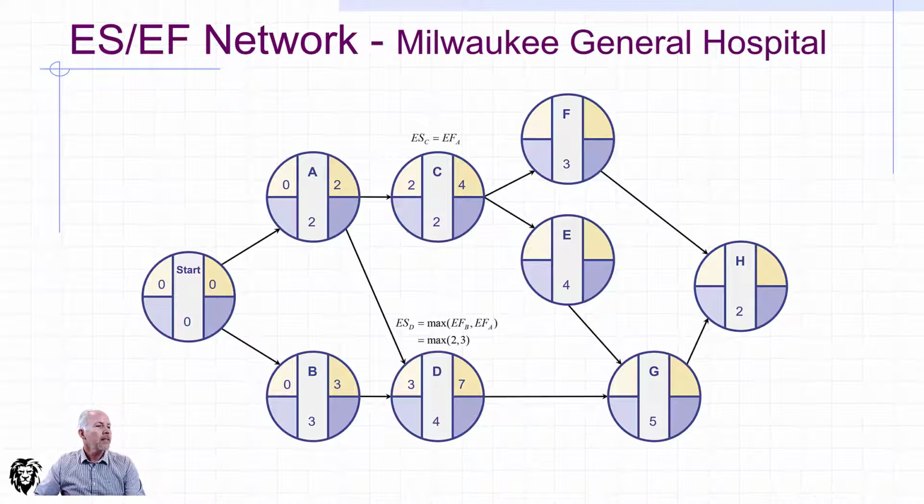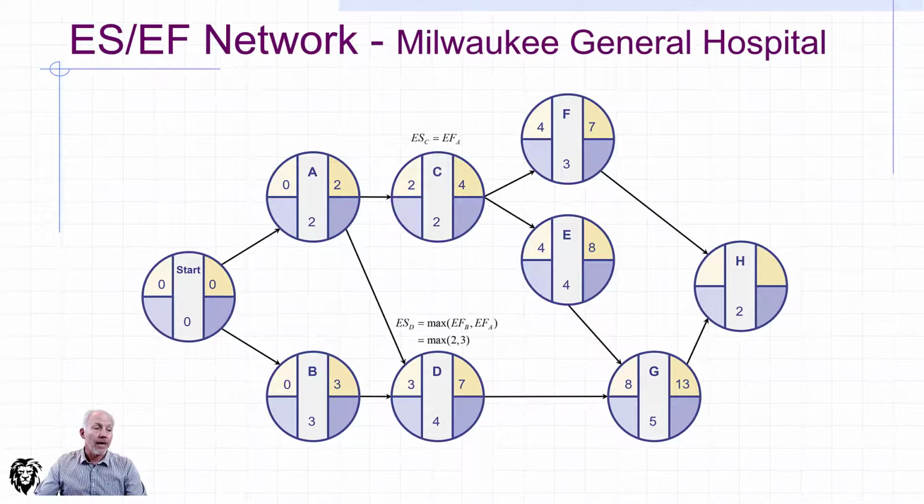So now if we pop up to F, again, we take the earliest finish of 4 at C, and we bring it over to the earliest start at F. We add the duration, we get to 7. We'll do the same thing at E. 4 plus 4 is equal to 8. And then if we go down to G, again, we have 2 predecessors. We're looking at E, which has an earliest finish of 8, and D, which has an earliest finish of 7. We know we're going to have to take the larger of the two, so we take the 8, add the duration of 5 to it, and we get an earliest finish of 13.